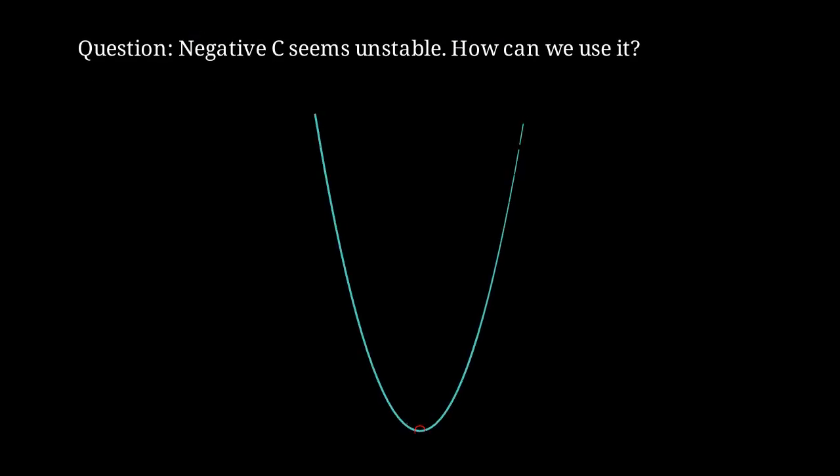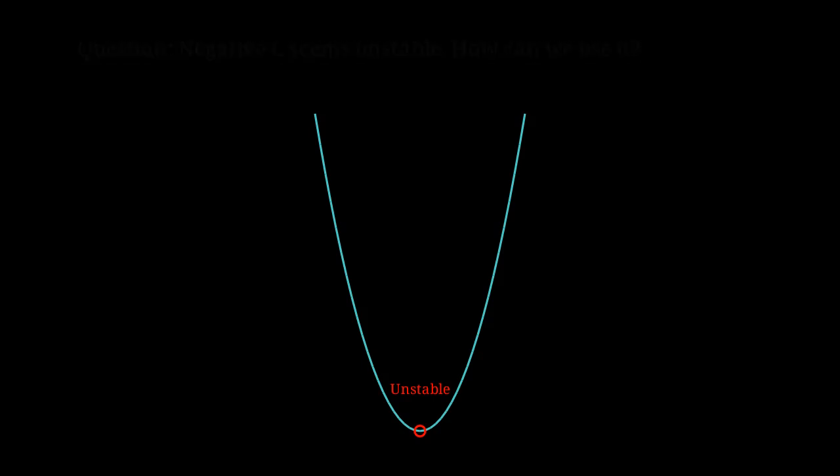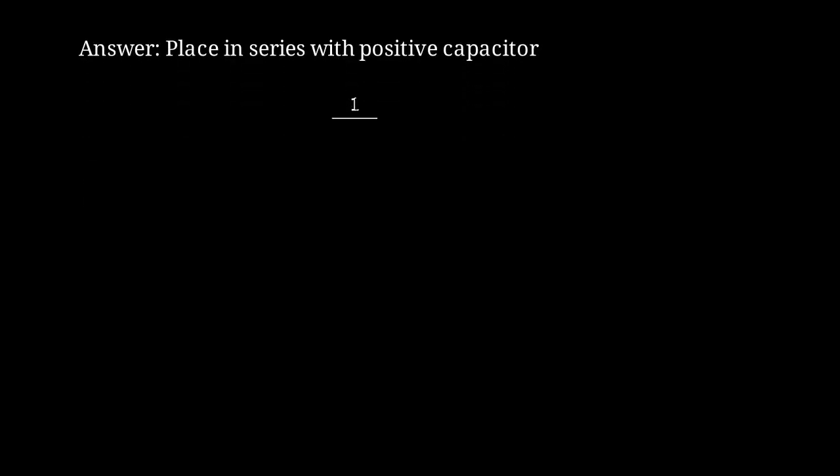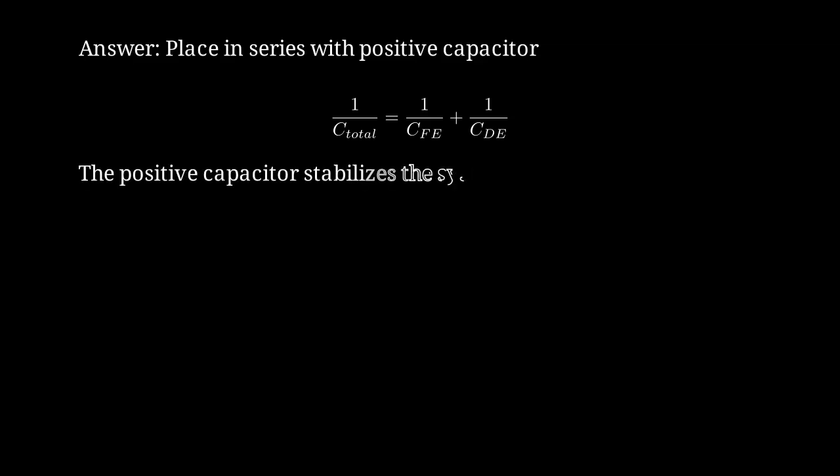A ball at the top of a potential hill will roll down in either direction, representing the instability of negative capacitance. The answer is to place the negative capacitance ferroelectric in series with a positive capacitance dielectric. For series capacitors, 1 over C total equals 1 over CFE plus 1 over CDE. The positive dielectric capacitor acts like a spring, stabilizing the negative capacitance ferroelectric.